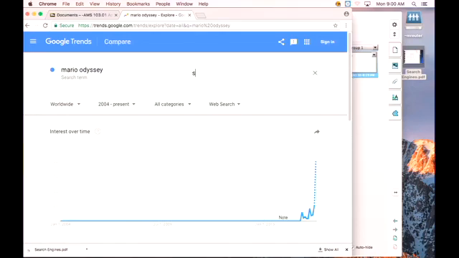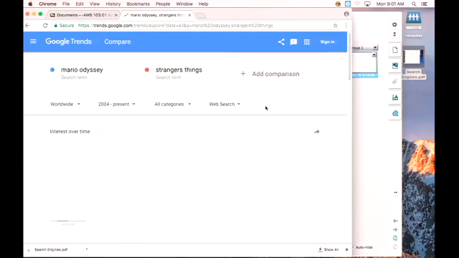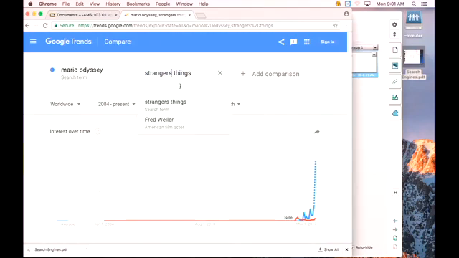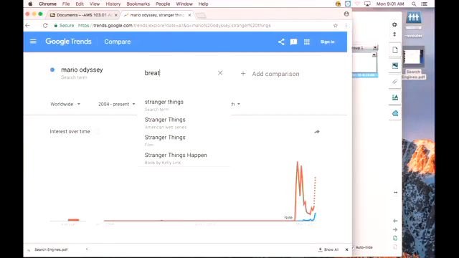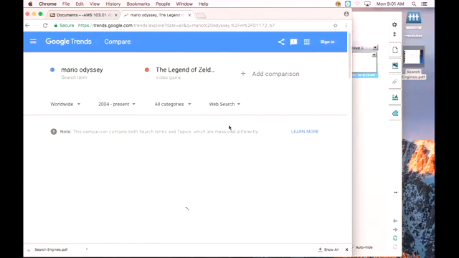Okay, compare it to Stranger Things. Mario wins. Okay, fair enough. Mario still is going to win. Oh, wow. But the point is, no one was searching for either one of them 10 years ago. So I'm sort of curious with the Mario, how does that compare to Legend of Zelda? Okay, well, Zelda beats the crud out of Mario.